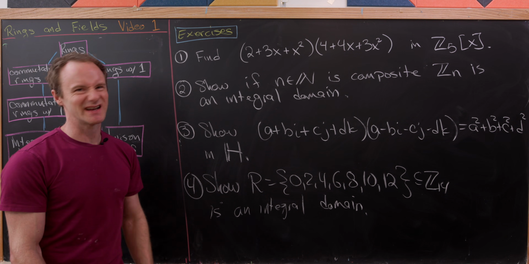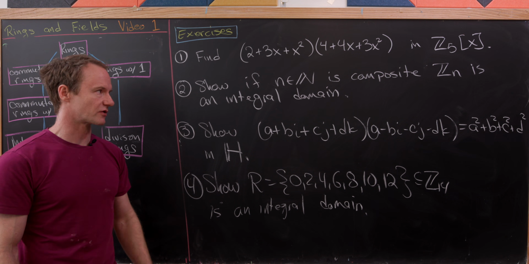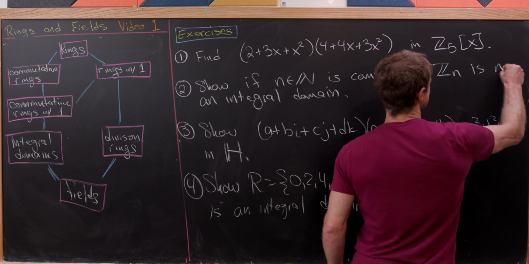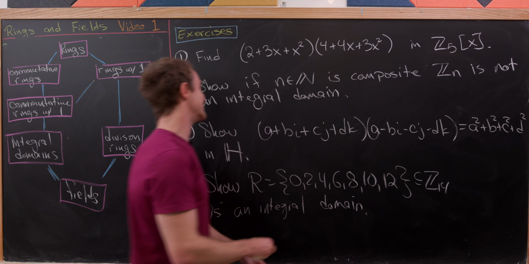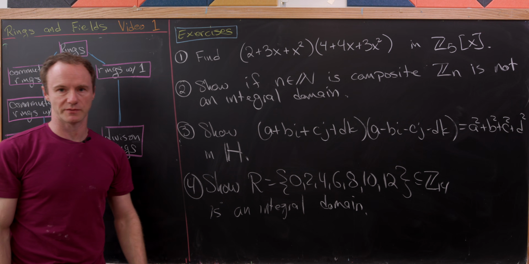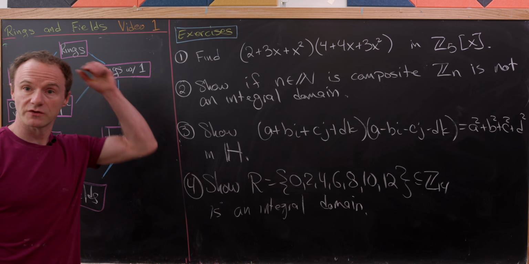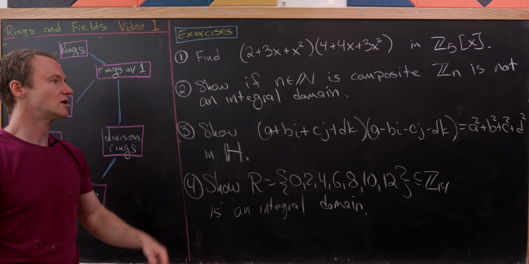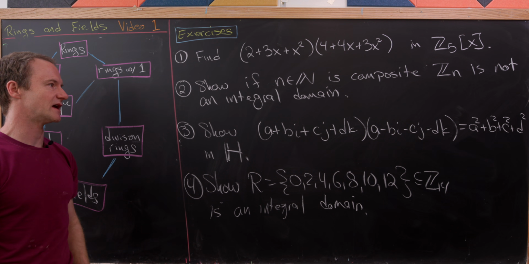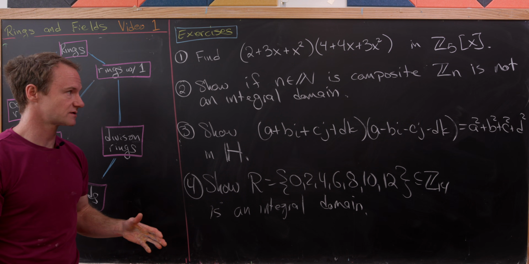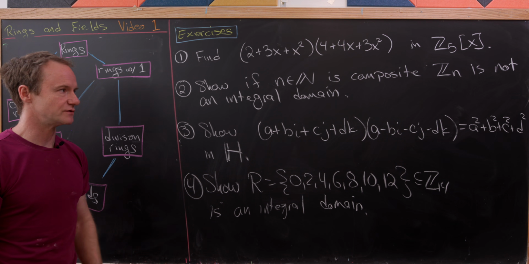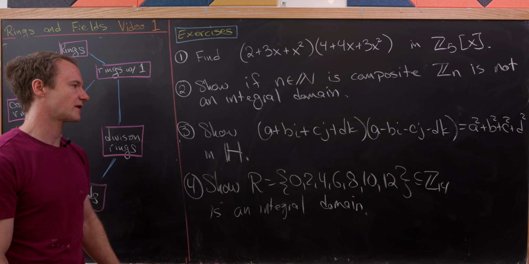So just keep that in mind as you're doing this calculation. Next up, here's a nice, simple, general result. Let's show that if n is composite, then Z_n is not an integral domain. We already showed that if it's prime, it is an integral domain because it was a field. Well, in fact, if n is composite, it has zero divisors. So obviously, you're going to have to use the factorization of n for that.